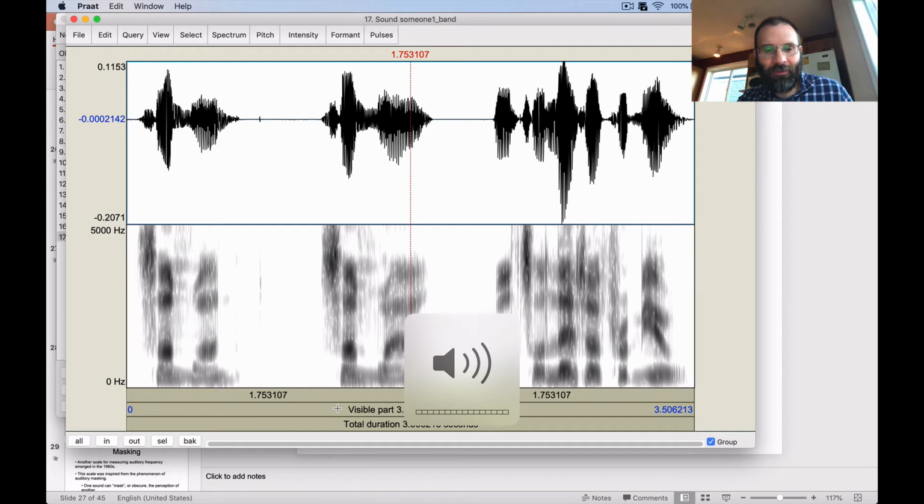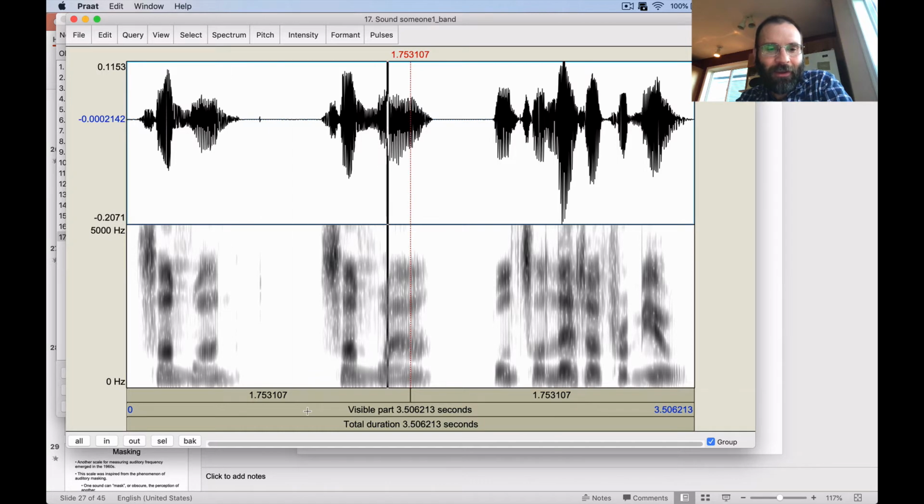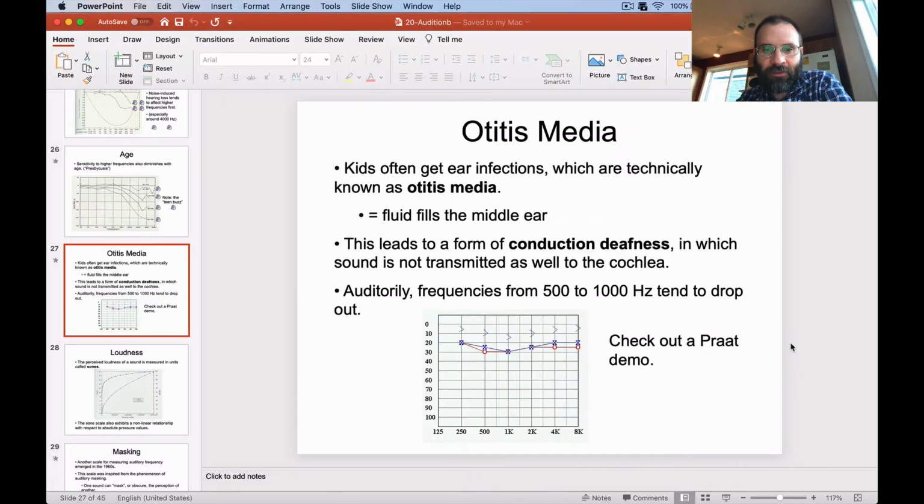And maybe it's kind of funny to think that this might happen when somebody has a cold, because it sounds a little bit like he has a cold. But you can see this frequency dropping out here, right around 500, between 500 and 1,000 hertz. So that's what losing sensitivity to those frequencies sounds like.